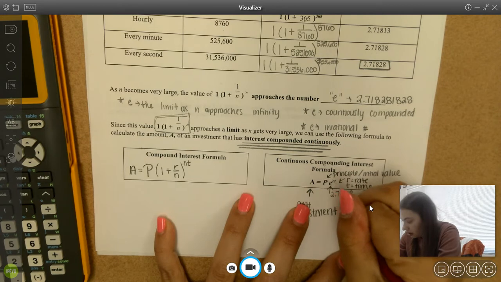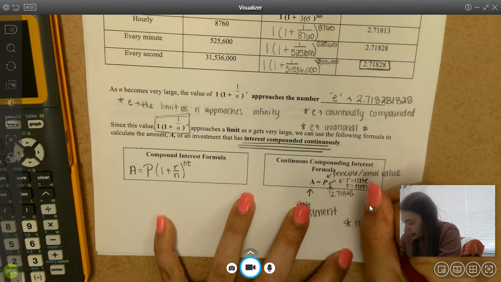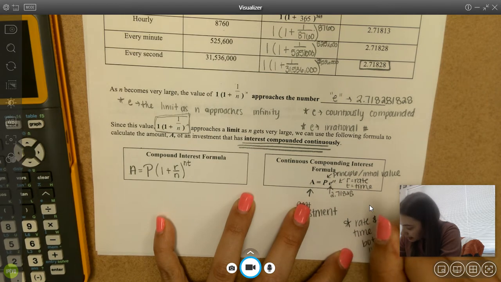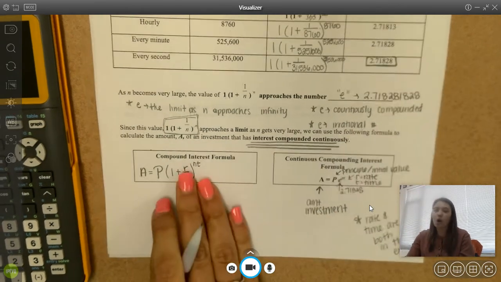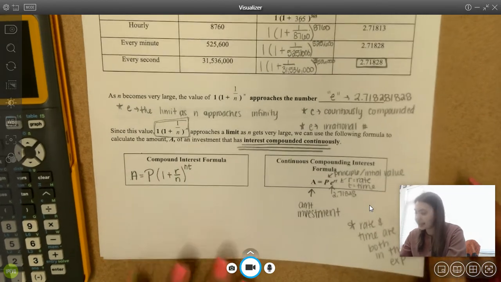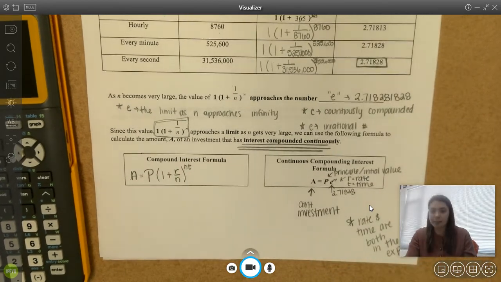Maybe we can write ourselves a note. Rate and time are both in the exponent. Okay, whereas before, only your time and that N value was in the exponent. So let's go ahead and let's go through a couple of examples.